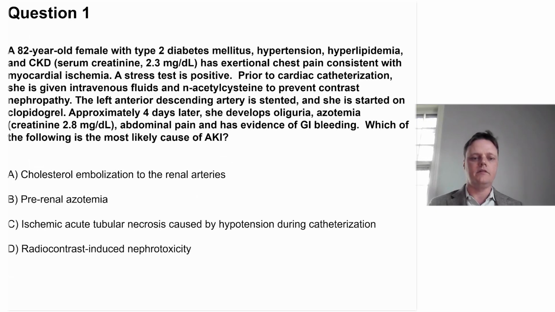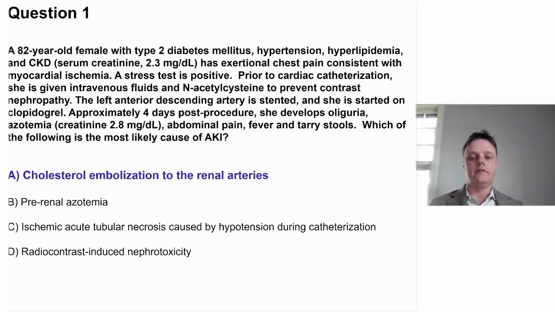A. Cholesterol embolization to the renal arteries. B. Prerenal azotemia. C. Ischemic tubular necrosis caused by hypotension during catheterization. Or D. Radiocontrast-induced nephrotoxicity. The answer here is A. Cholesterol embolization to the renal arteries.